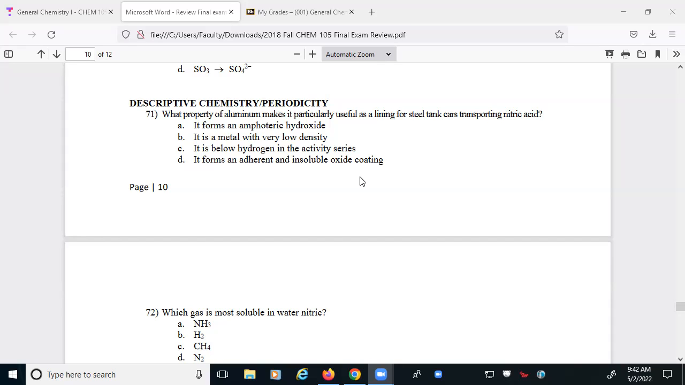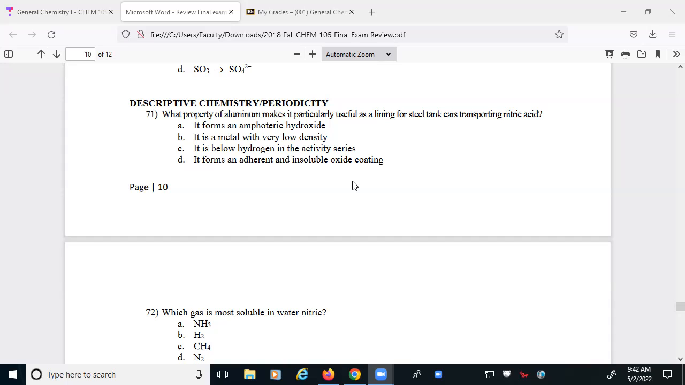Well, there's only 2 answers here that really make any sense. It's not the first one. The first one sounds really smart, but has nothing to do with it. Yes, it does form an amphoteric hydroxide. That has nothing to do with transporting an acid. Because if it's a base, guess what? It's going to react with nitric acid. And the fact that it's a low density metal, again, really doesn't make any difference. It's true, but it doesn't make any difference.